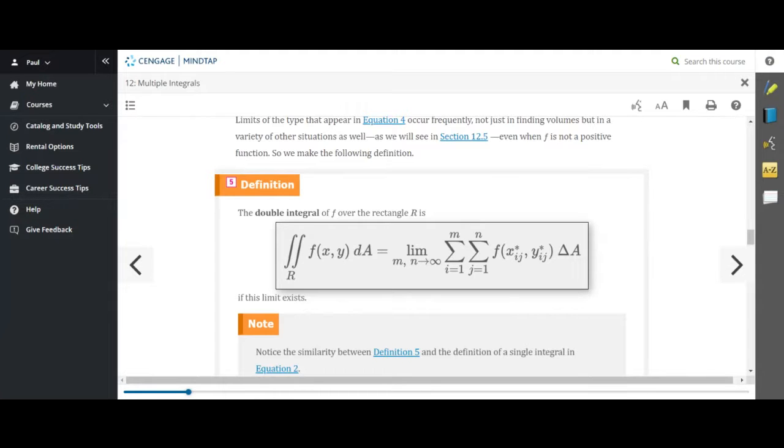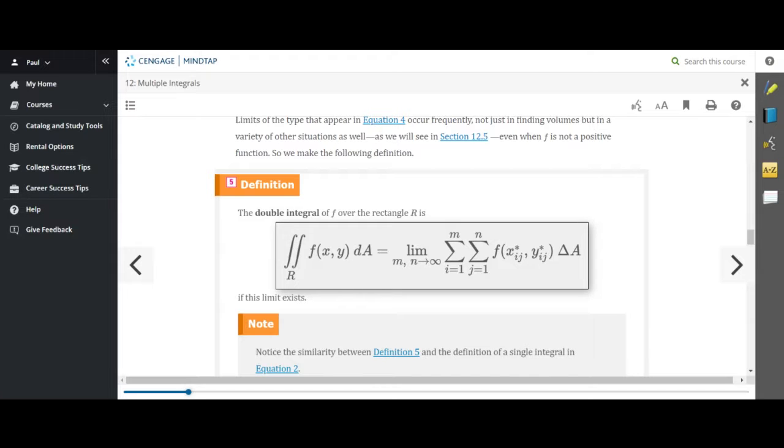You can see that definition is analogous to a single integral. The limit of a Riemann sum gives you a single integral. The limit of a double Riemann sum gives you a double integral. Are there any questions on that?